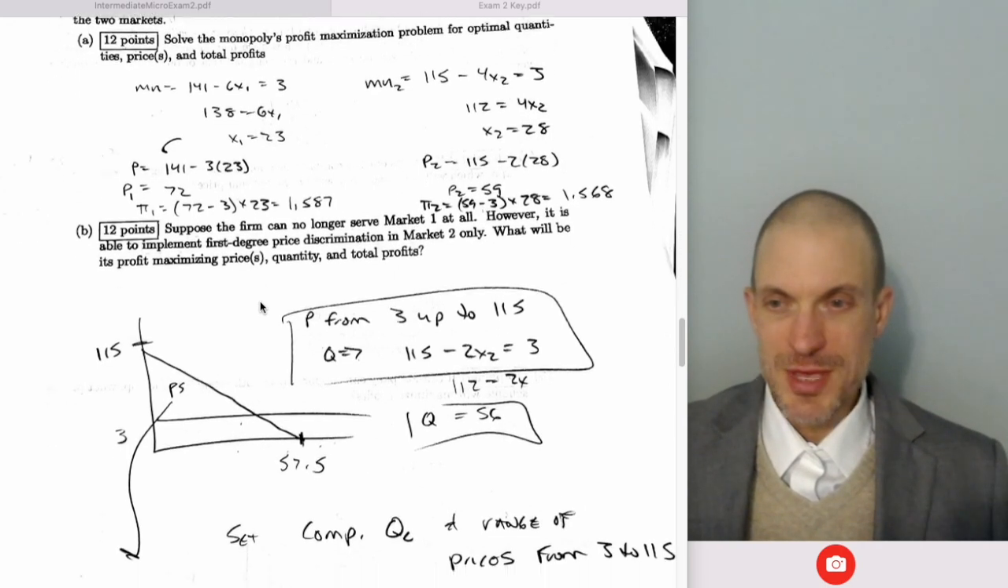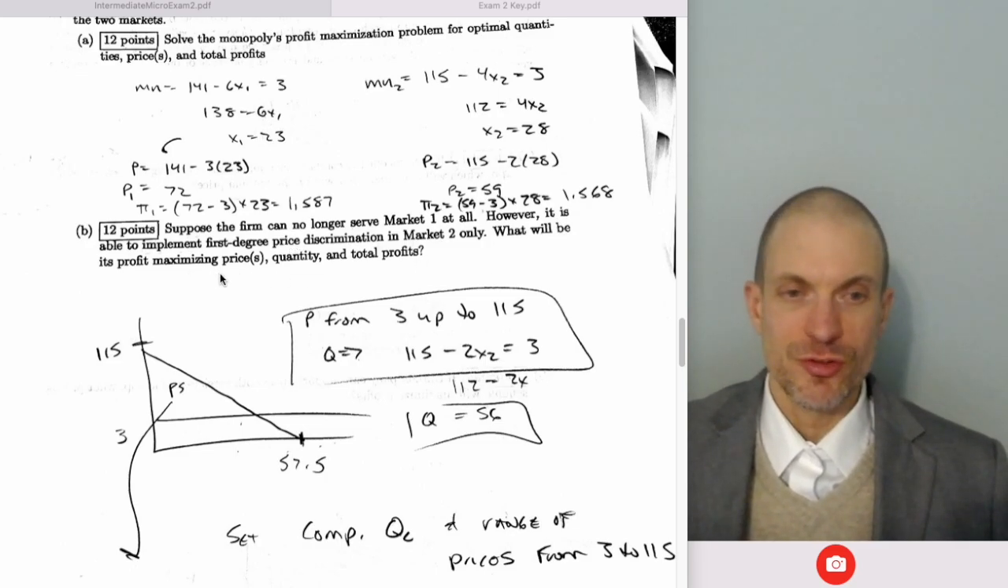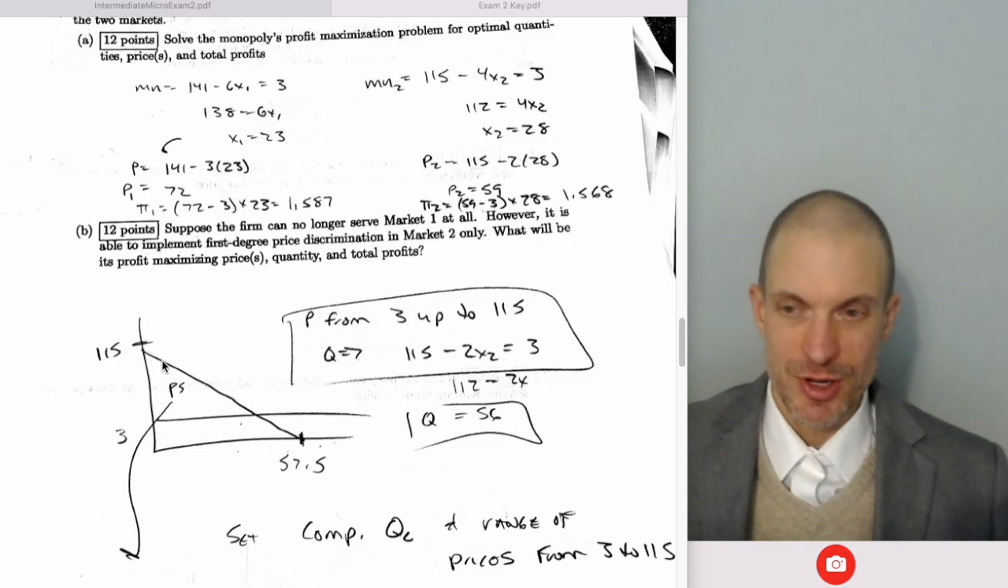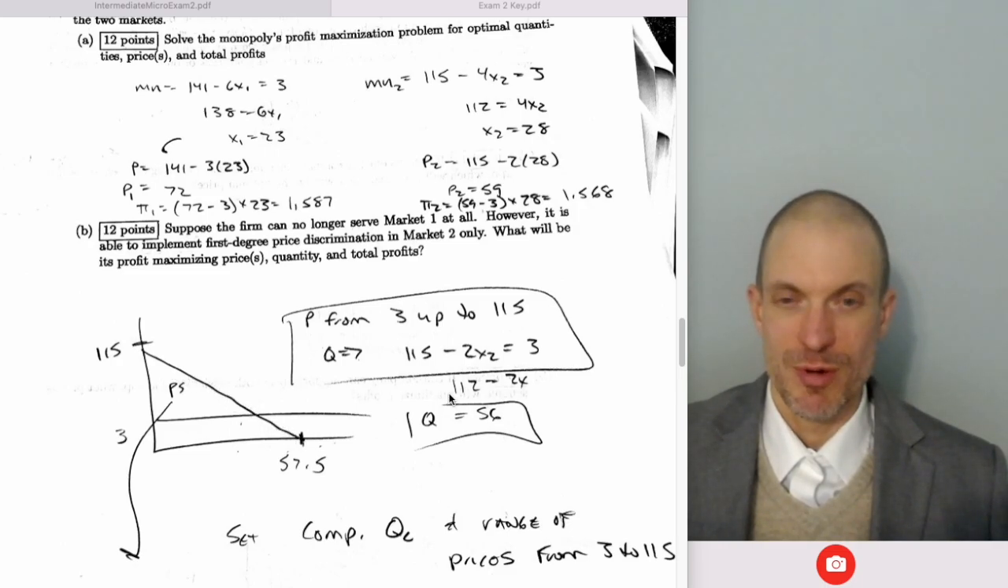In part B, suppose we can't serve market 1 at all, but we can implement first degree price discrimination in market 2. What's going to be the profit maximizing price, quantity and total profits? First degree price discrimination means I'm going to set prices equal to everybody's willingness to pay, so long as that willingness to pay is bigger than marginal cost. So my pricing scheme is going to be from 3 up to 115 along the demand curve. Actually, this becomes my marginal revenue curve when I'm using first degree price discrimination. No, I don't price all the way down here because this has willingness to pay, or marginal benefits, that are below marginal cost.